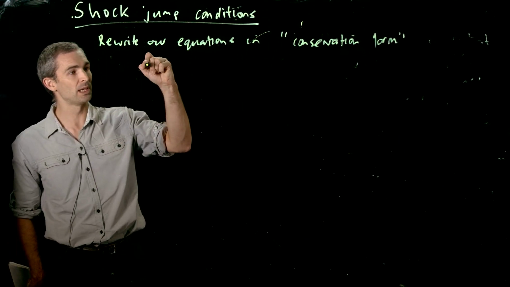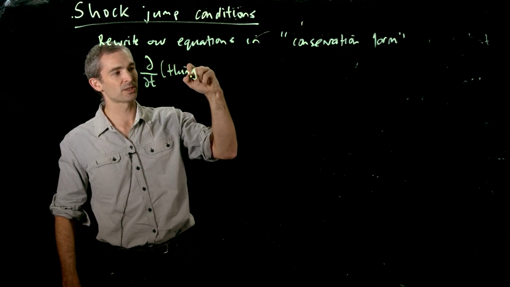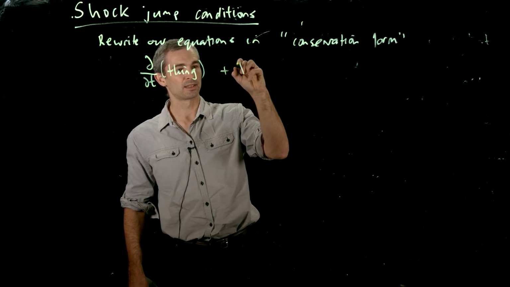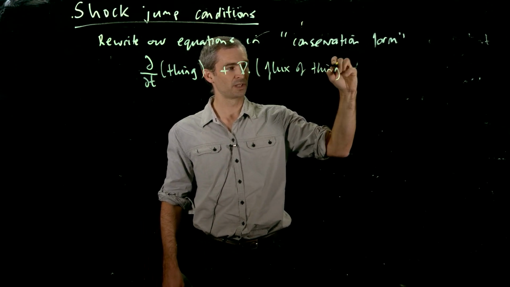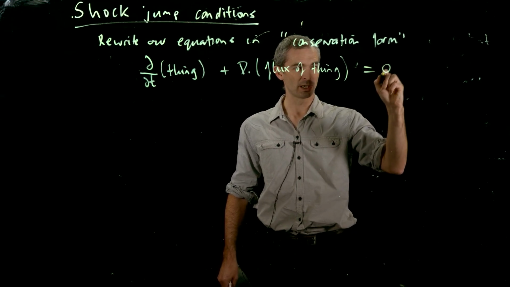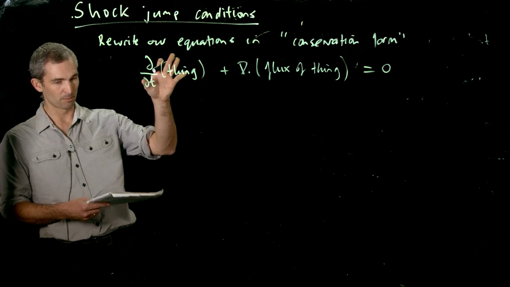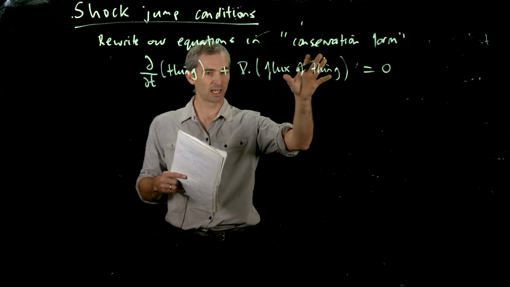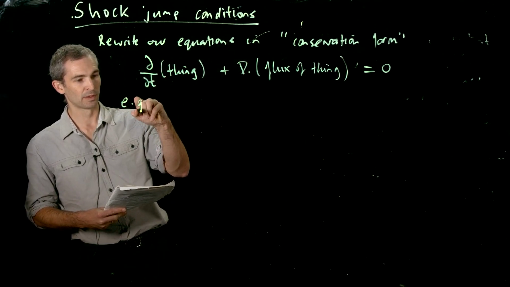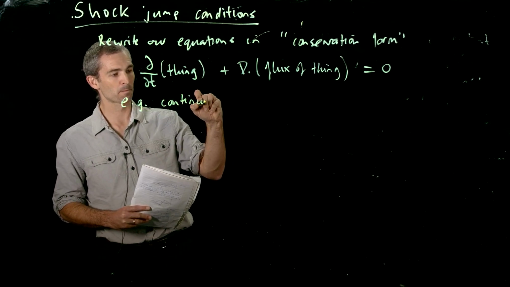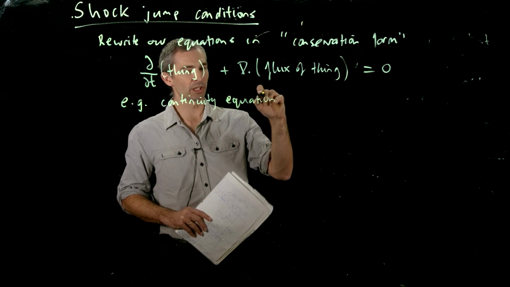So conservation form, well, here's my definition. It's an astronomer's definition, sorry. You've got a partial time derivative of a thing plus the divergence of the flux of a thing, where thing is some scalar or vector field, and that equals 0. So physically, basically this says the amount of material per unit volume is only changed by a flux of material into or out of that volume. So for example, the continuity equation, remember that expresses our conservation of mass. We've already got that in a conservative form.